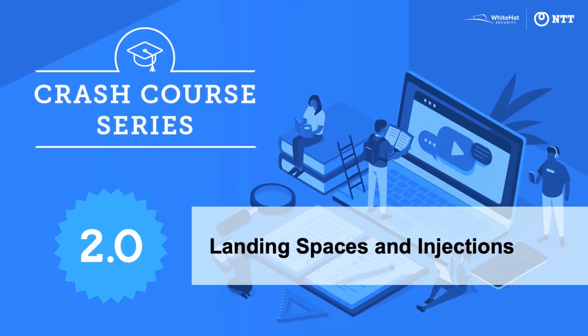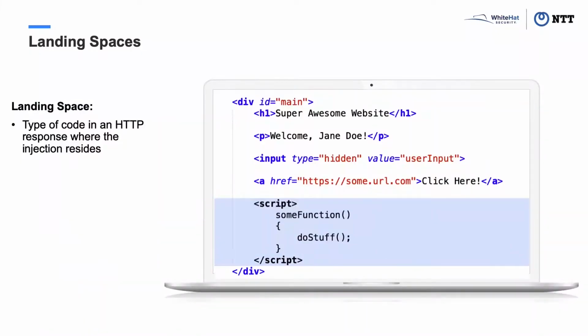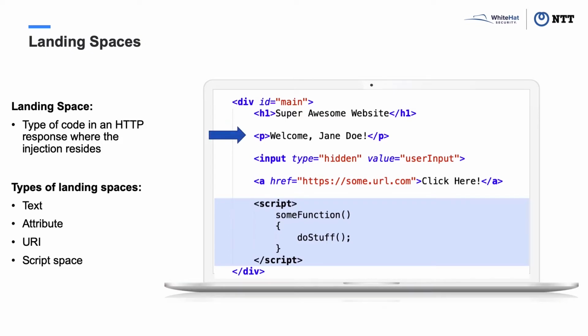There's one last thing before we start jumping into some injection examples, and that's landing spaces. But first, what even is a landing space? Well, it's a way to classify the type of injection required by looking at where specifically in the code the injection reflects or persists. There are 4 different types of landing spaces. These are text space, attribute space, URI space, and script space. It's important to recognize what kind of landing space your injection is residing in, as it will help to narrow down what types of injections and encodings will or won't work in that given space.